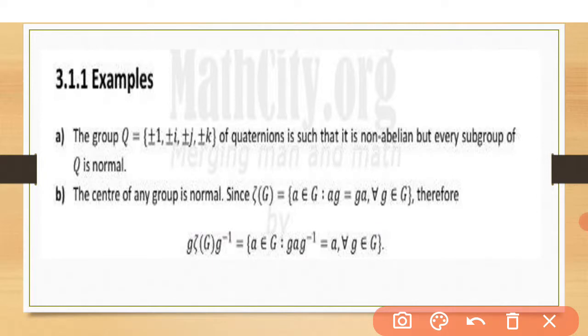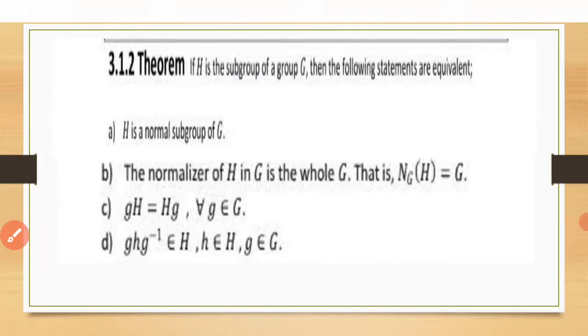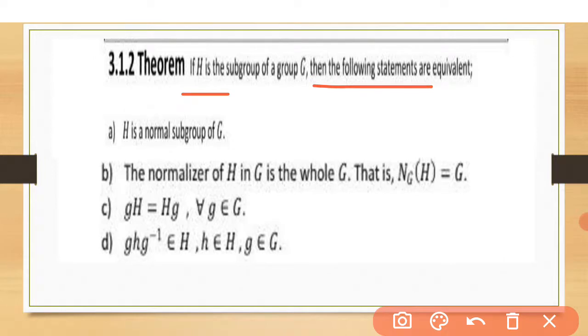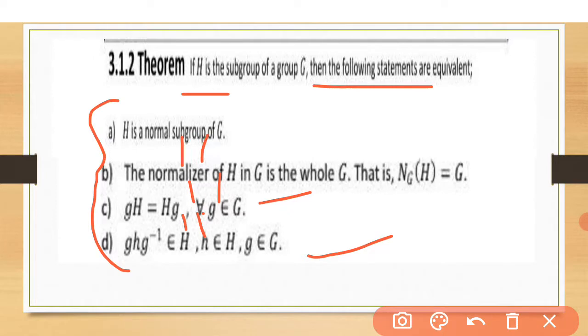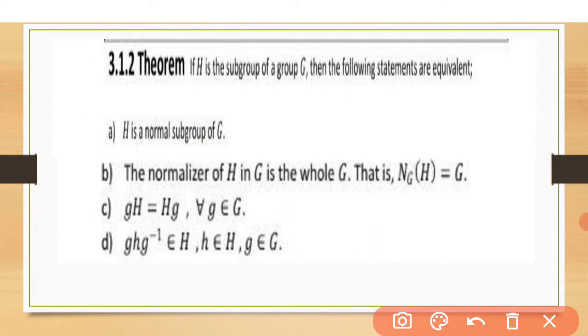We have a theorem for further understanding. If H is a subgroup of G, then the following statements are equivalent. Equivalent means if this is okay, then this is equal to this is equal to this. All these statements are equal to each other, and these are all definitions of a normal subgroup. In A, it says that H is a normal subgroup. If H is normal, then we can prove this, but we start from here.